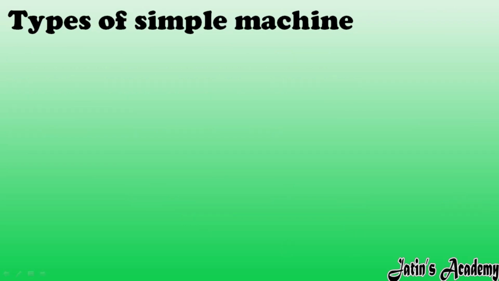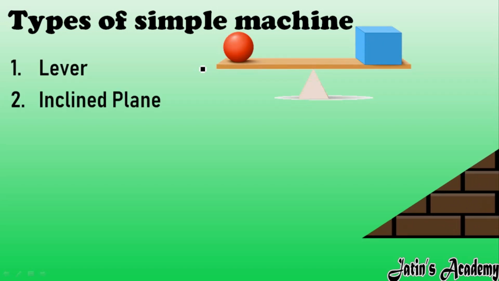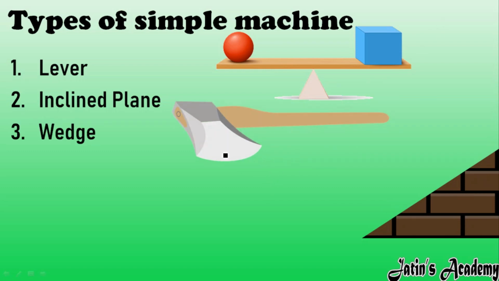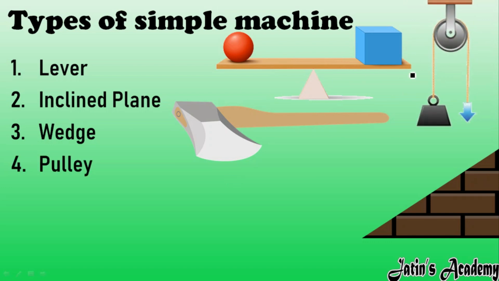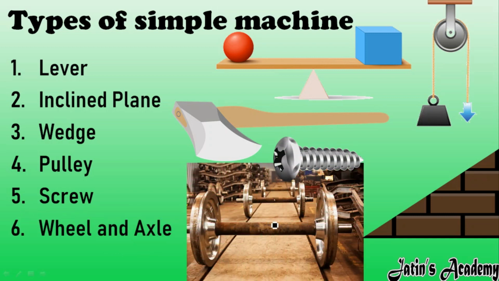Next we are going to study about the types of simple machine. In this chapter we are going to study the 6 types of simple machine. First we have lever. Second we have inclined plane. This is a form of inclined plane. Then we are going to study about wedge. This is a wedge formation of a simple machine. Then we are going to study about pulley. This is a kind of pulley. Then we have screw. This is a screw. Then at last we are going to study about wheel and axle. So in this chapter in detail we are going to study about all these 6 types of simple machine.